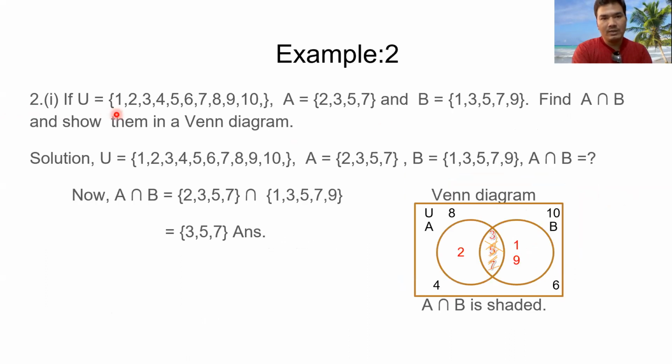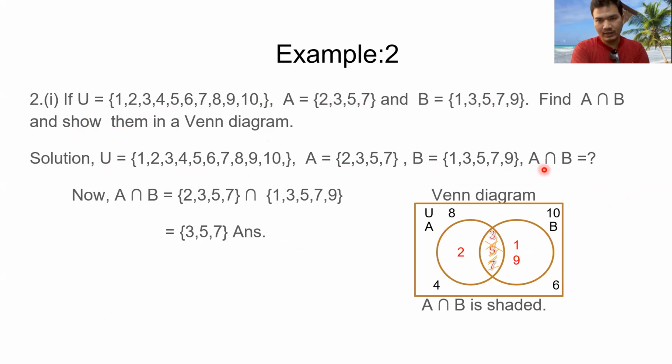Here, the universal set is 1, 2, 3, 4, 5, 6, 7, 8, 9, 10. Set A is 2, 3, 5, 7. Set B is 1, 3, 5, 7, 9. Find A intersection B and show it in a Venn diagram. The universal set is 1, 2, 3, 4, 5, 6, 7, 8, 9, 10. And set A is what? 2, 3, 5, 7. Okay. B is 1, 3, 5, 7, 9.